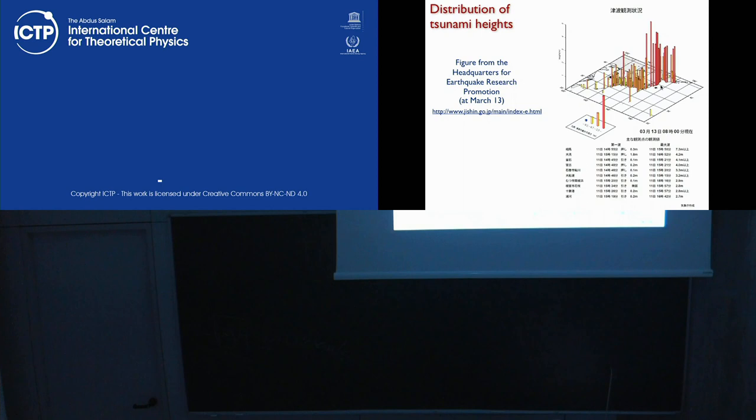It's much slower than sound waves. Sound waves in water is 1.5 kilometers per second. Seismic waves could be S waves, let's say 4 kilometers per second. P waves could be 10 kilometers per second. So it's slow.